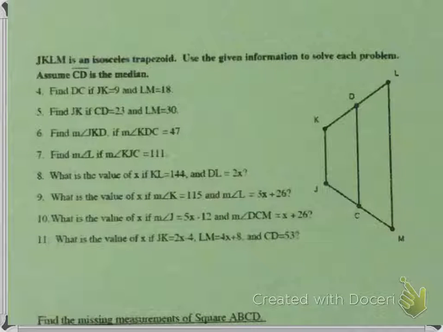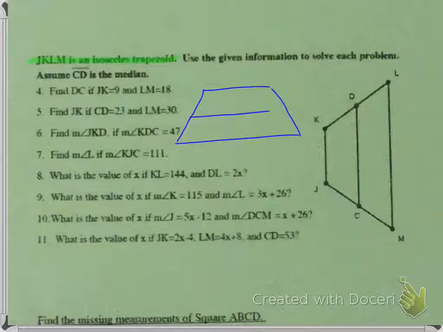Alright, so it's telling me that JLM is an isosceles trapezoid. Isosceles trapezoids have lots of properties, okay? Their legs are congruent, their base angles are congruent, the top base angles and the bottom base angles. This trapezoid, you kind of have to think of flipping it around, because really, if you orient it the correct way, okay, this is what it's going to look like, where the top base angles.